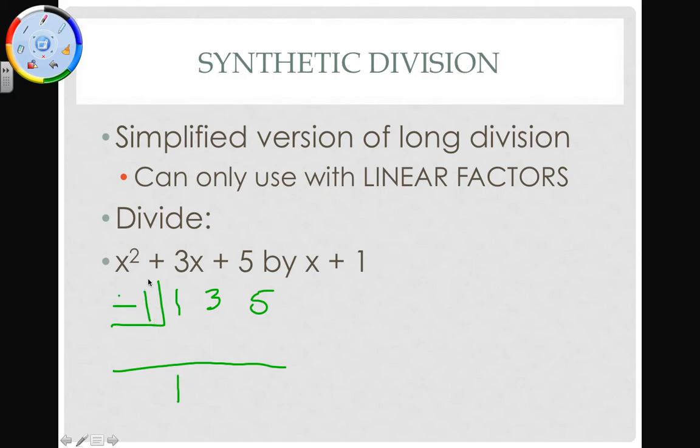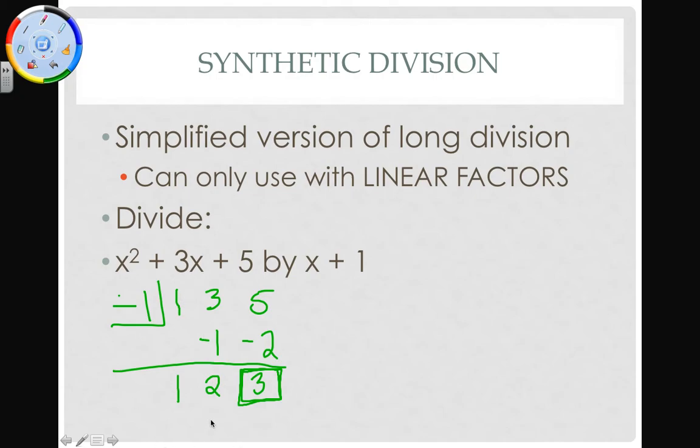Okay, so what I'm going to do is drop this 1, and I'm going to multiply negative 1 times this 1 to get negative 1. And then here's where it's different. I'm going to add 3 plus negative 1, and I'm going to get 2. And then I can do this again. Negative 1 times 2 is negative 2. And 5 plus negative 2 is 3. And this last number here, whatever goes inside this last piece, that is your remainder.